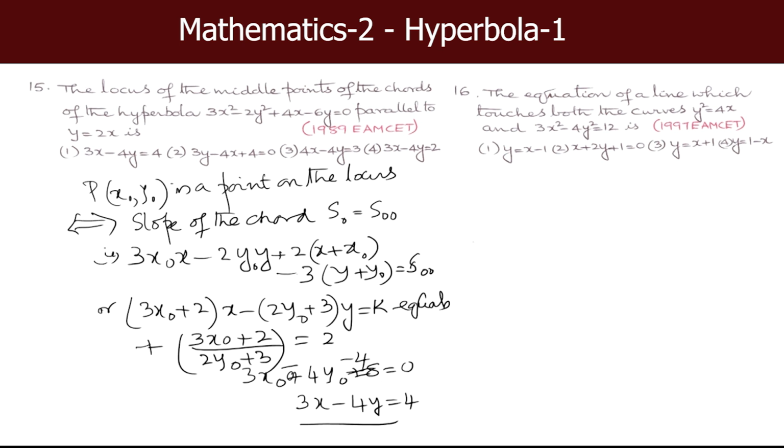Well, one can also see that all such straight lines are parallel to the line; they pass through the center of the hyperbola, and they are called diameter lines. Next, the equation of a line which touches both the curves y square equal to 4x and 3x square minus 4y square equal to 12 is, what is the straight line which is a common tangent for the parabola y square equal to 4x and also for the hyperbola 3x square minus 4y square equal to 12.